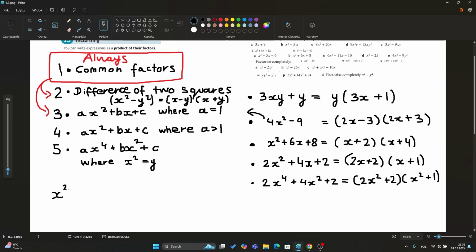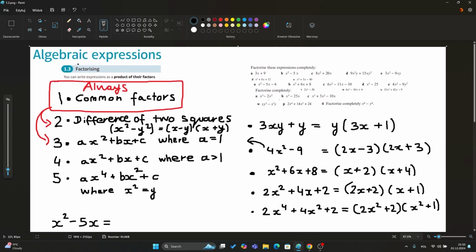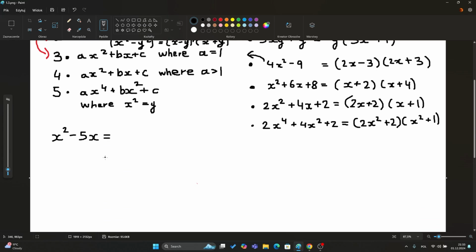Now we have x squared minus 5x. In here, we look at the common factors first, always. So, if we look at the common factors, we can see that x squared and x have a common factor of x. So, x is outside. And now, we need to think of something to multiply by x to get x squared. That's x, because x times x is x squared. And x multiplied by something to get us minus 5x. So that will be minus 5, because minus 5 times x is minus 5x.